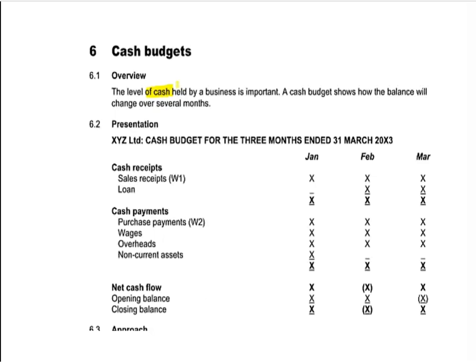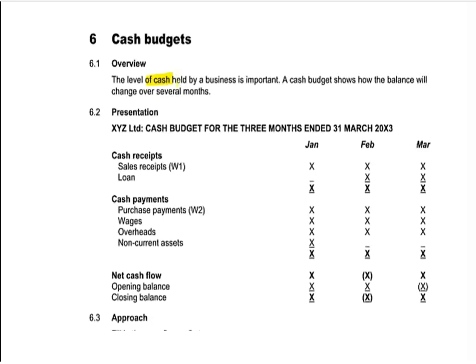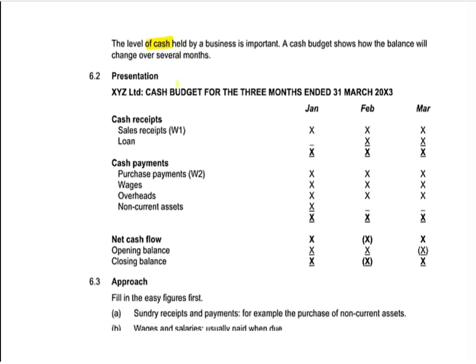A cash budget then shows how the balance is going to change over several months. And what we have in 6.2 then is a pro forma cash budget. So you can see we've got the months across the top, all of the cash being received and all of the cash being paid out to give the net cash flow. And hopefully that's going to be positive, but occasionally it might be negative.